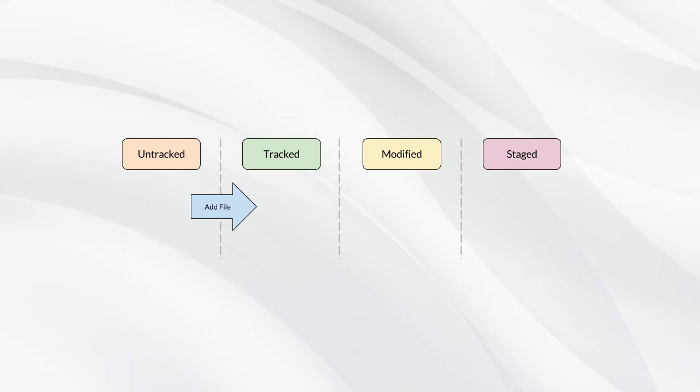Let's say that now we start working on that file and we do some changes to it. Once we save the file, Git will mark it with a modified status. We can now choose the files that will be included in the next commit. Once we finish working on all the files we need and we're ready to save a snapshot, we issue the git add command once again. This puts the file or files into the staged status.